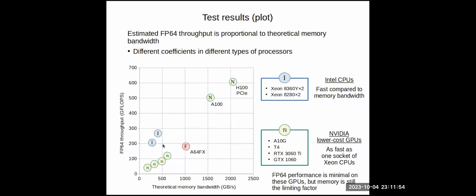In fact, for those Intel CPUs, the values are from 2 sockets of the Xeon CPUs. So if you compare 1 socket of the Xeon CPU and 1 GPU of the GeForce RTX 3060, the performance is almost the same. So those consumer-grade GPUs could be really cost efficient for small scale development.